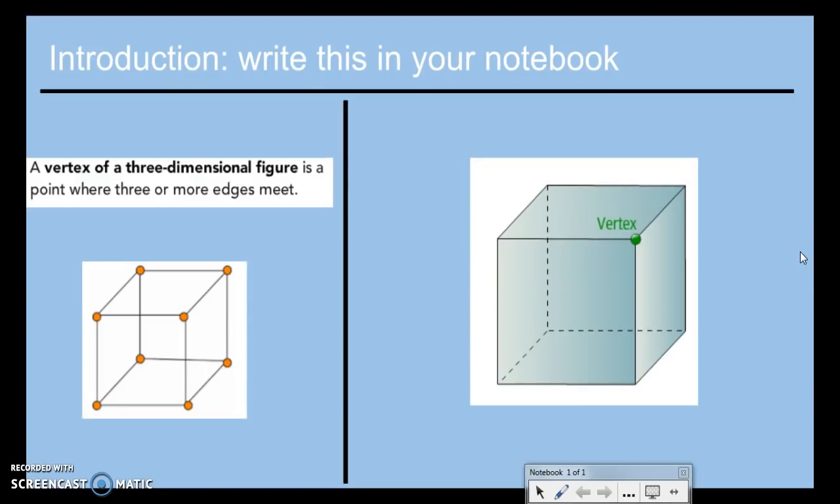Alright, and it's not the last thing, but one of the most important things is the vertex. We talked about this at the beginning of the year. The vertex is basically a fancy word for a corner. It's where three or more edges meet. So for a cube, you have multiple vertices. When you say vertex, the plural version would be vertices.